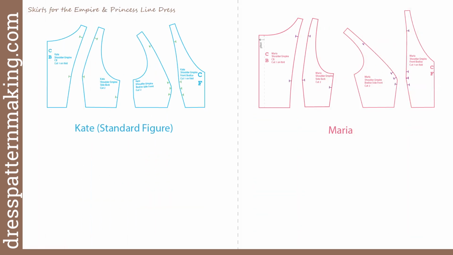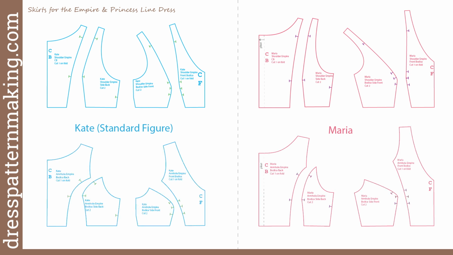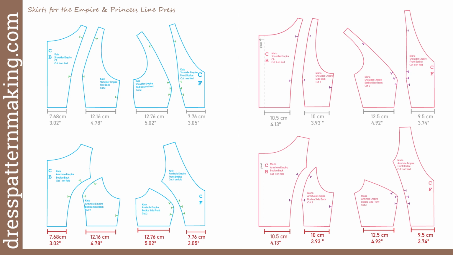Let's get started. So in the Empire bodice video, I ended up with these pattern pieces for the Empire line with shoulder princess line for Kate on the left and for me on the right. And these pattern pieces for the armhole princess line. The measurements at the Empire line are the same for the shoulder and armhole design options, because the only difference in those two patterns was the princess style, one going to the shoulder, one going to the armhole. So the skirts will fit either option.